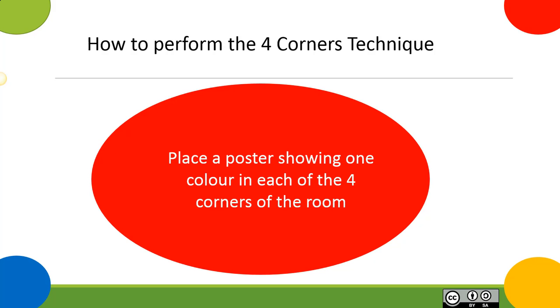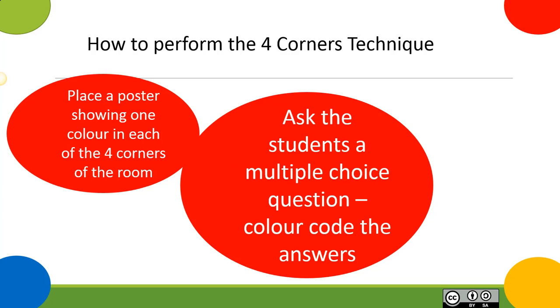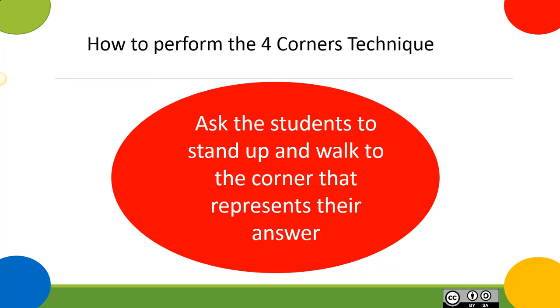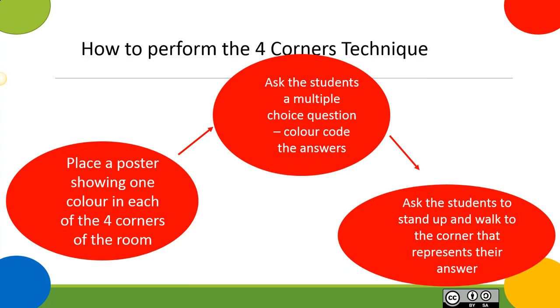Next, I'll talk about how to perform the 4 corners technique. It's actually quite simple. You're just going to place a poster showing one color in each of the 4 corners of the room. Then you're going to ask the students a multiple choice question, and the answers will be color-coded. Ask the students to stand up and walk to the corner that represents the answer that they feel is correct. The entire procedure is quite easy to perform.